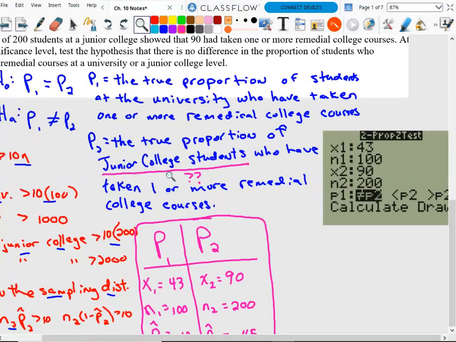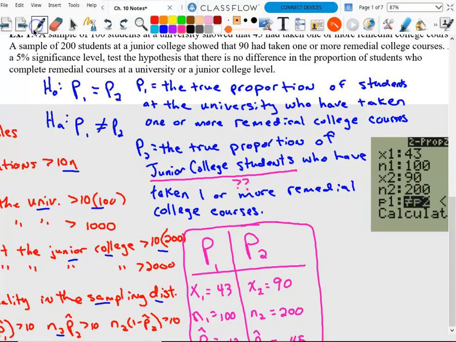Okay, so now I got to set up my H0 and Ha. First of all, how do I know it was a hypothesis test problem?